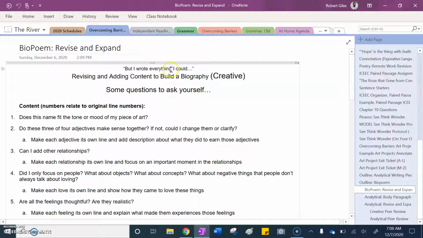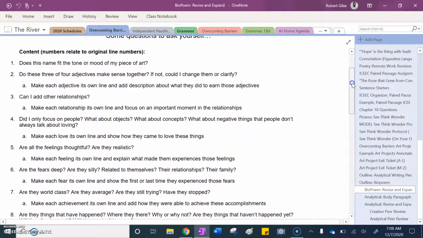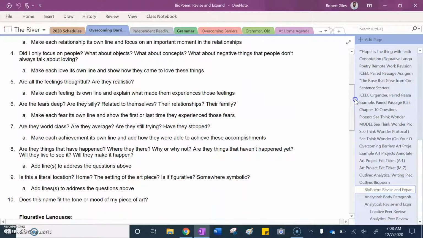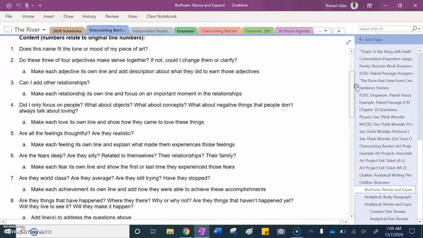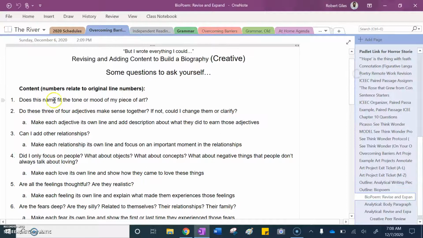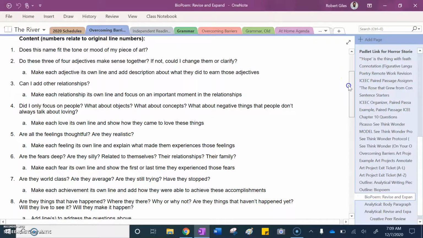For the bio poem, there's a considerable amount of questions about how to revise and add content. There are 10 questions. Some of them have additional ideas underneath them. These relate to each line number in the poem. Go through these. Read them, ask yourself these questions. They're posed as questions you should be asking yourself, because that's how you revise. If I was there talking to you directly, these might be some of the things I'd ask you. This is also what I'm giving my A to Ls today so that everybody can get these questions.